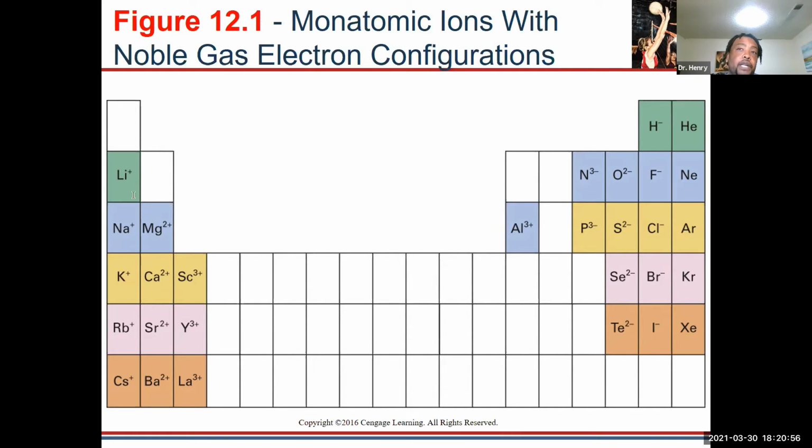So if you're giving up an electron, you become positive. If you take an electron, you become negative. If you give up 2 electrons, you become 2 positive. Okay, if you give up 3 electrons, you become 3 positive.